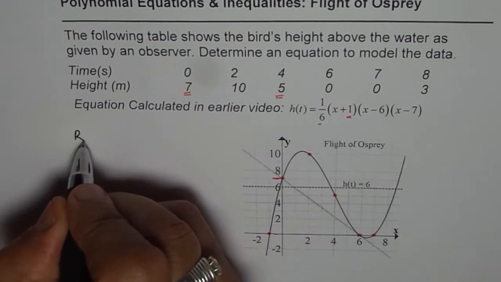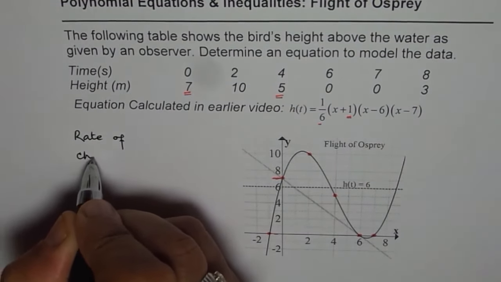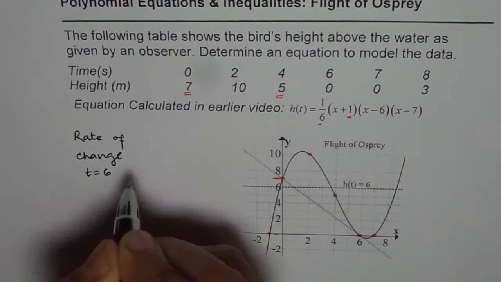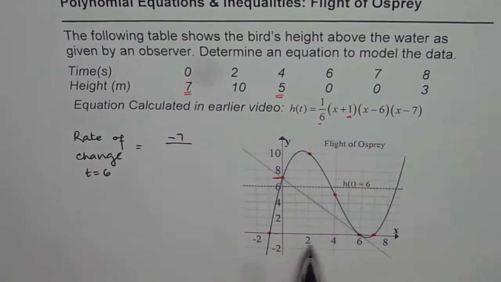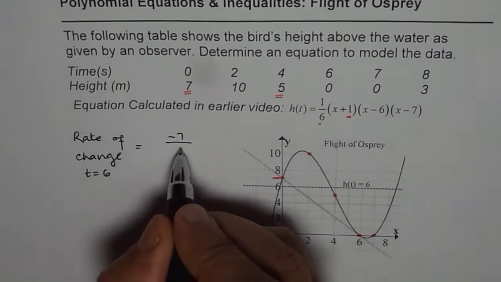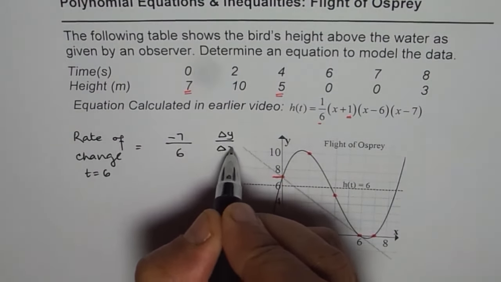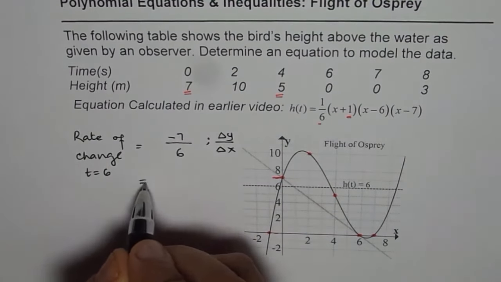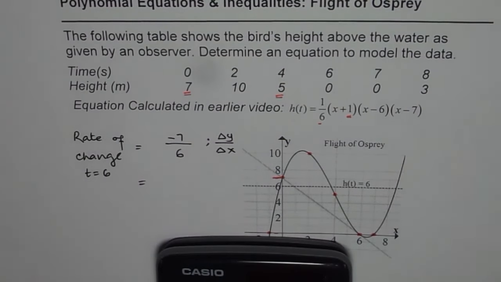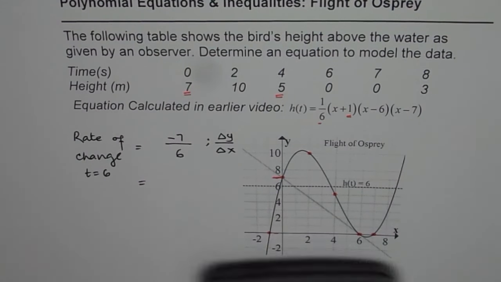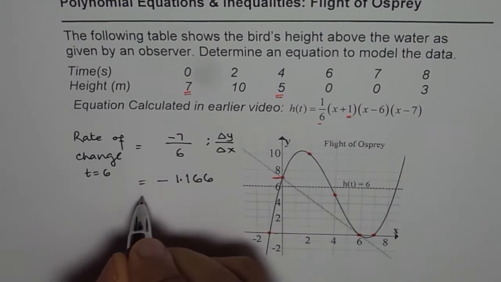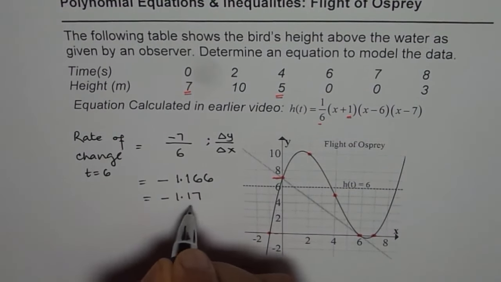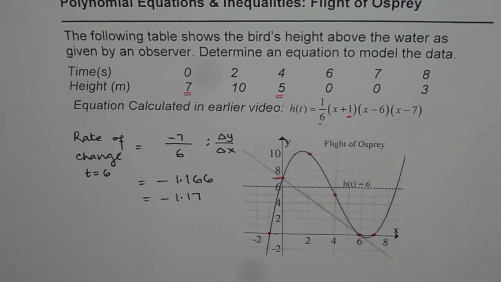So we say the rate of change at t equals 6 is, from this graph, 0 minus 7, is it okay? And the x value changes by 6, right? So what we did here is delta y over delta x, that is the rate of change, right? So we can calculate this using the calculator. The answer is, we'll do 7 divided by 6, which equals 1.166. So it is negative 1.166, right? Which is approximately 1.17, and that is what we got when we did it algebraically also, right?